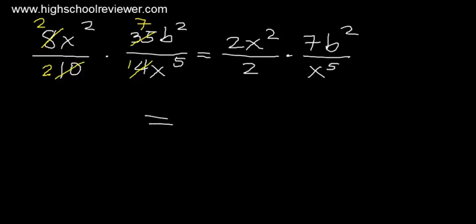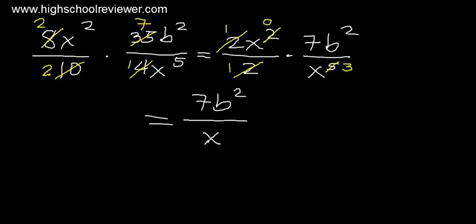We can still factor out. We still have 2 and 2. So 2 divided by 2 is 1. And we still have here x squared and x raised to 5. So x squared will now be x raised to 0, and this will be 5 minus 2, which is 3. What's left now will be 7b squared. X raised to 0 is 1. So this will be over x raised to positive 3. Therefore, 7b squared all over x raised to 3 is our final answer.